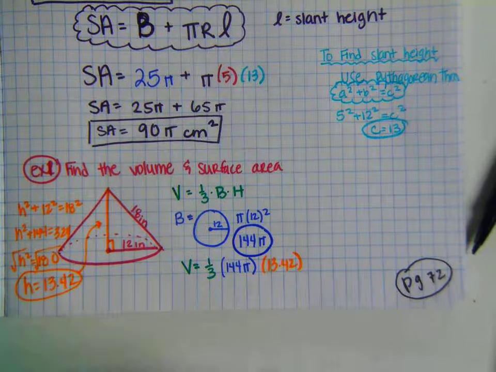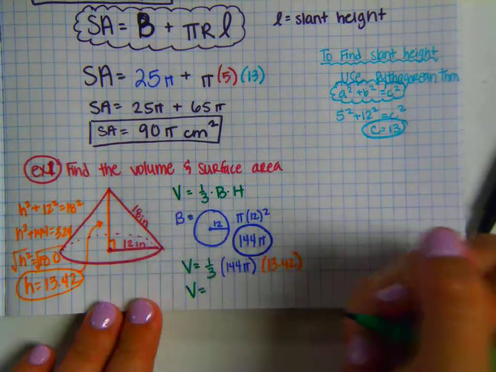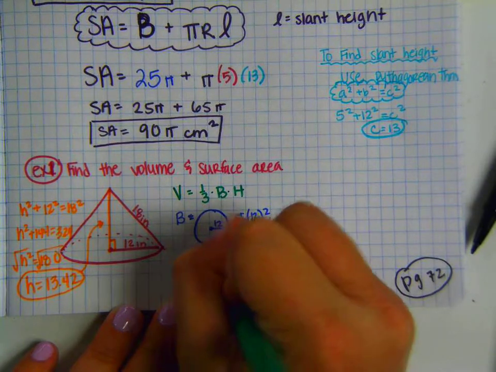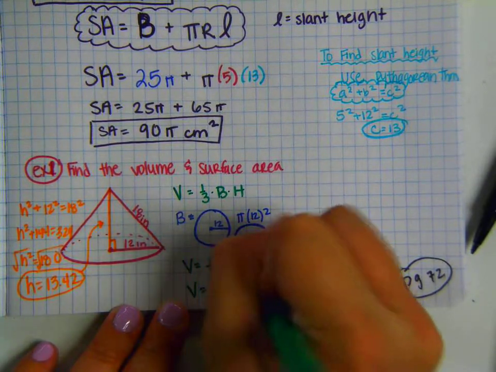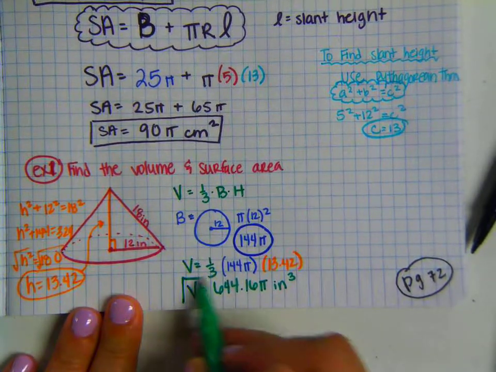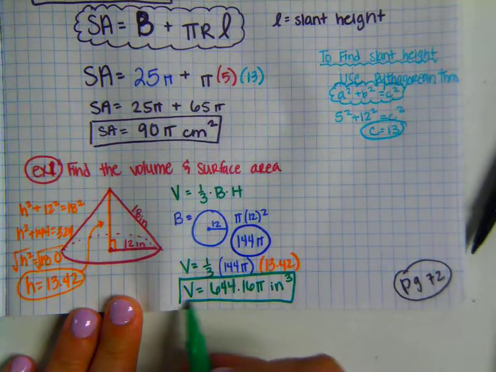And when you multiply all that out, we're going to get 644.16 pi inches cubed. Okay.